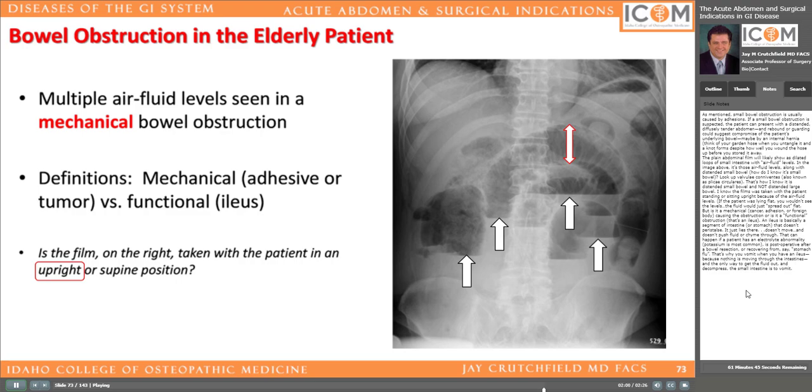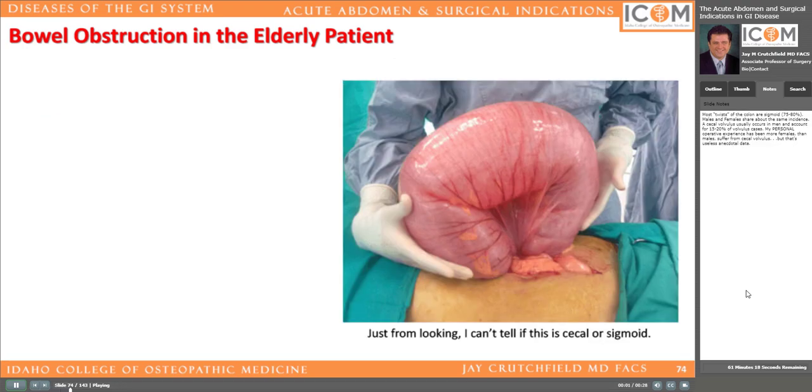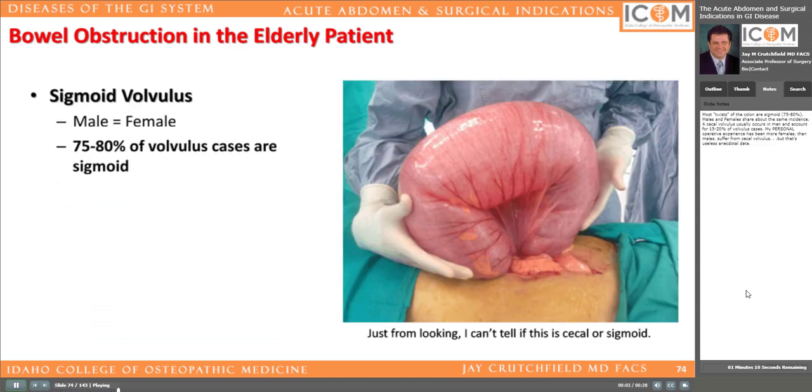That's why you vomit when you have an ileus, because nothing is moving through the intestines, and the only way to get fluid out and decompress the small intestine is to vomit. Or if you're in the hospital, place a nasogastric tube into the stomach and place that tube to suction. This film shows multiple air fluid levels, and we have to remember the difference between the mechanical obstruction versus the functional obstruction. Most twists of the colon are sigmoid, about 75 to 80%.